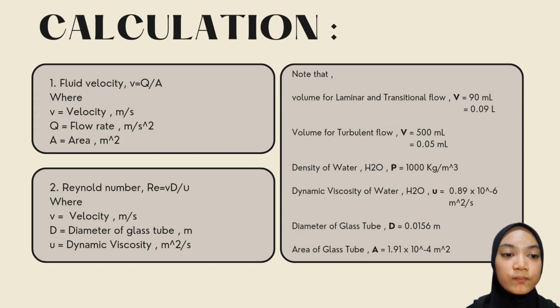The diameter of the glass tube D is equal to 0.0156 meter, and the area of the glass tube A is equal to 1.91 times 10 to the power of negative 4 meters squared. Then it is noted that the fluid velocity V is equal to Q over A, where V is fluid velocity in meters per second, Q is the flow rate, and A is the area. Next is the Reynolds number, where Reynolds number is equal to V D over U, where V is the velocity of fluid, D is the diameter of the glass tube in meters, and U is dynamic viscosity in meters squared per second.